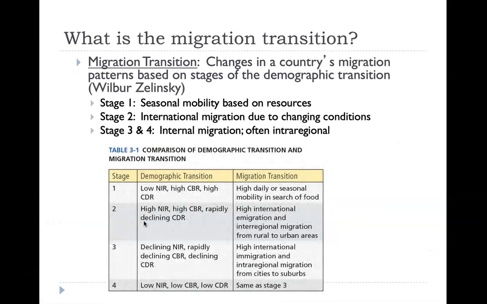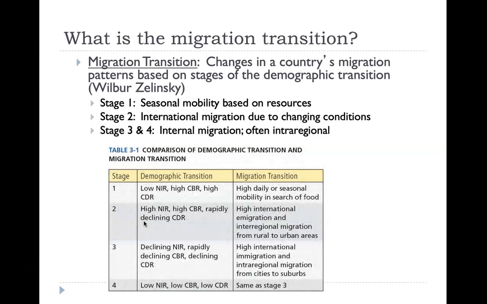All right, on to the migration transition model. I told you the demographic transition model was going to come back, and right away we see it in chapter 3. So I hope that you learned the DTM because it really affects migration as well. We have something called the migration transition, which a guy named Wilbur Zelinsky pioneered, and he basically says changes in countries' migration patterns are based on the stages of the demographic transition.